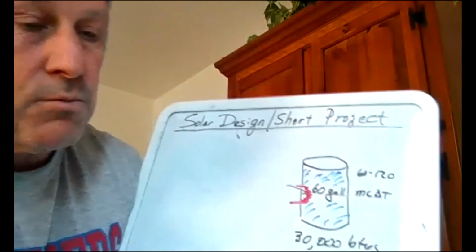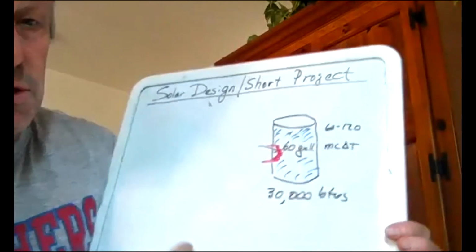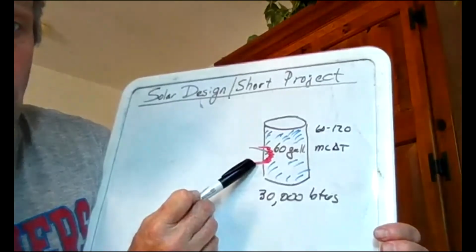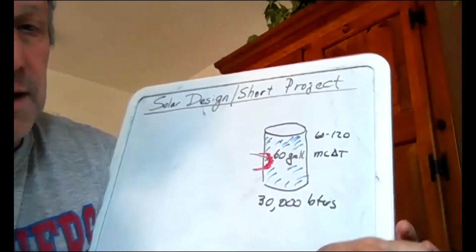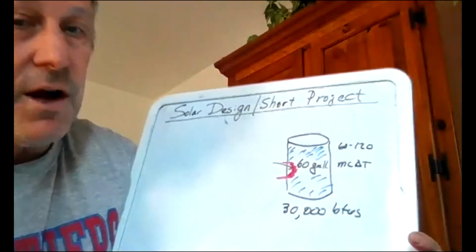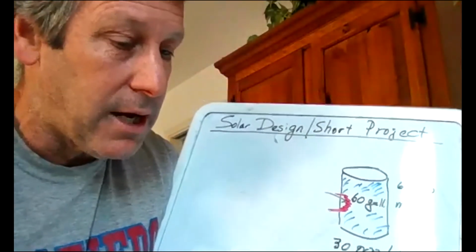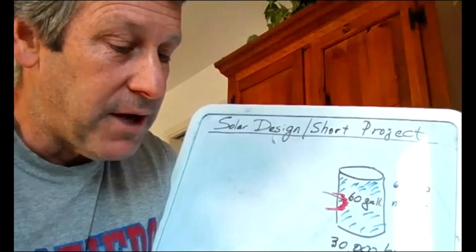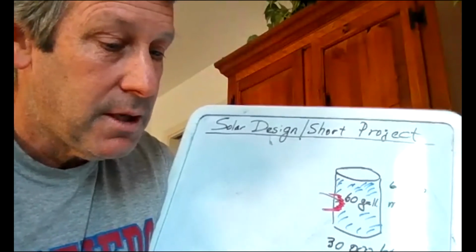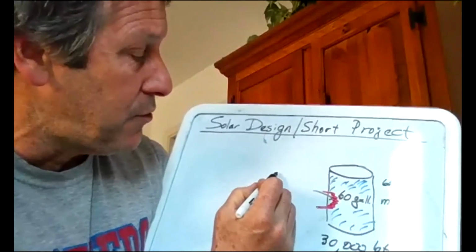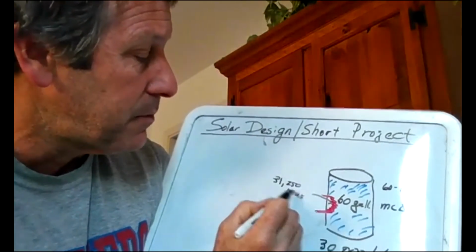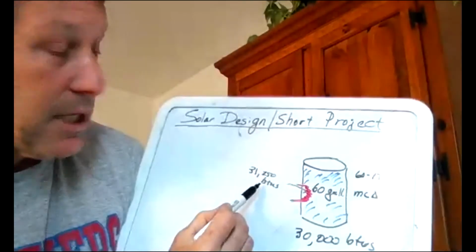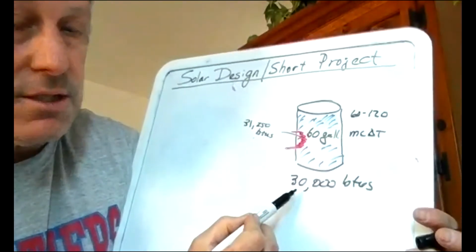Would we need to put 30,000 BTUs into that resistor or more? Well, in this case, it's going to be more because the whole setup is not 100% efficient. So if I went with a pretty typical efficiency of 96%, I'm getting that I would need 31,250 BTUs to go in. So it's going to take a little bit more energy than actually gets into the water.